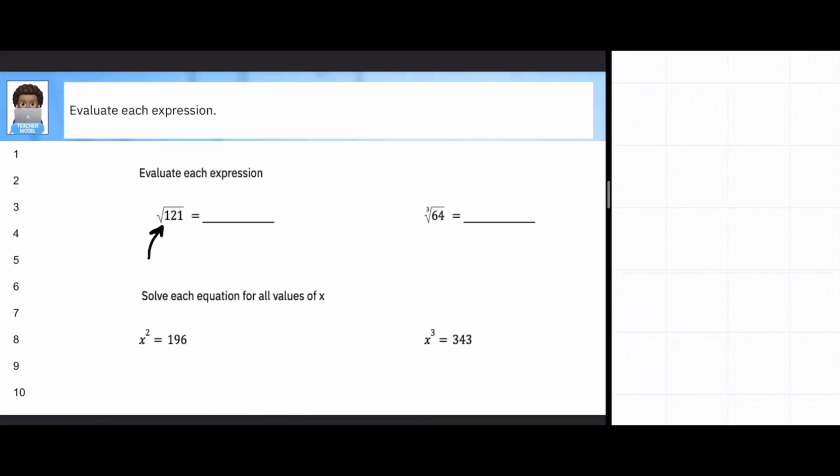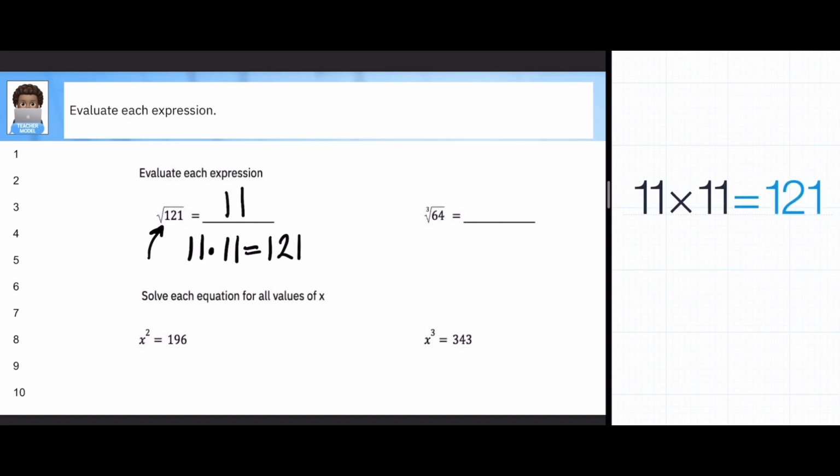121, I already recognize that as a square. I know that 11 times 11 gives me 121. It's one of those numbers that as soon as I see it, I know it makes 121. So the square root is 11.